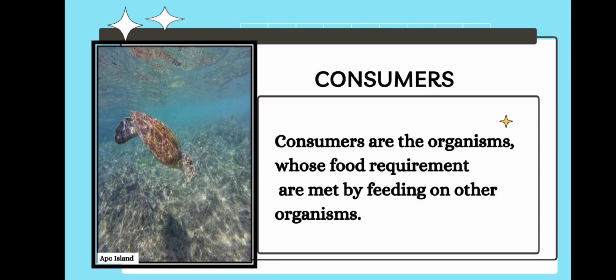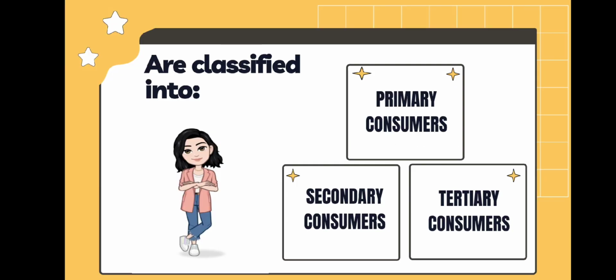And the next one would be consumers. Consumers are the organisms whose food requirements are met by feeding on other organisms. They consume the food materials prepared by the producers, which are autotrophs. Hence, consumers are called heterotrophic organisms. Animals belong to this category. Depending upon their food habits, consumers are classified into primary, secondary, and tertiary consumers.